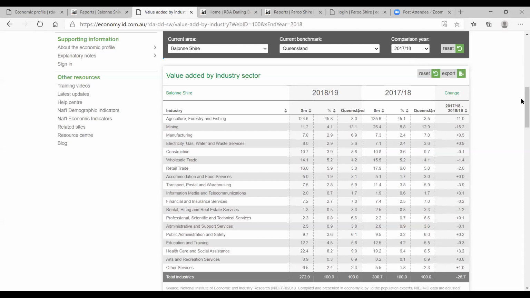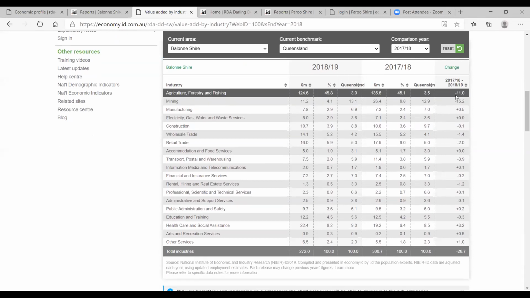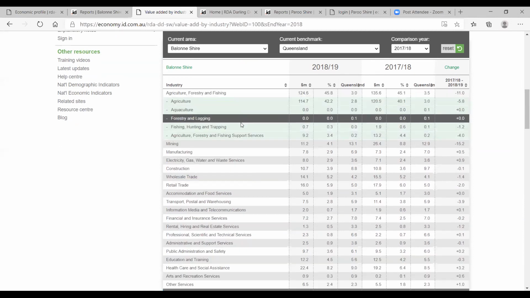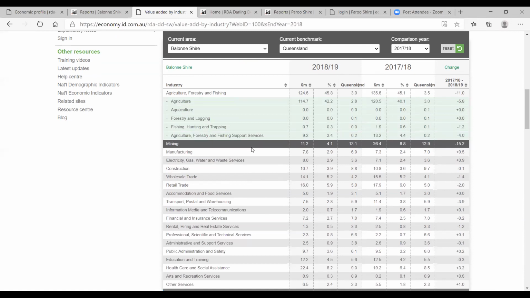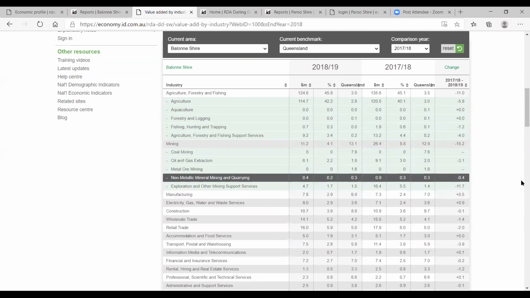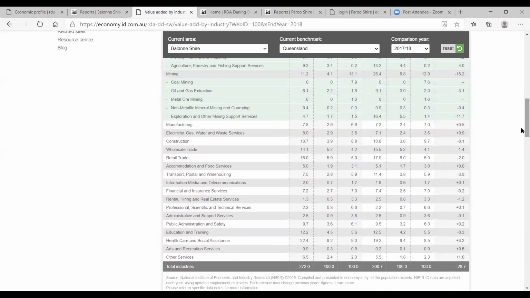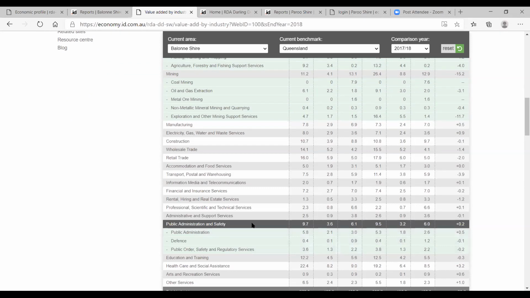What we can see here is between 17-18 and 18-19, we had a fall in value add. Value add is what I like to call profitability, of about 11 million. We can see where within agriculture that hit has been taken. We can also see we had a downturn in mining, and in manufacturing we were up a little bit. You can go down here and investigate all of these different areas, and you can click on here and straight away get those subsectors.